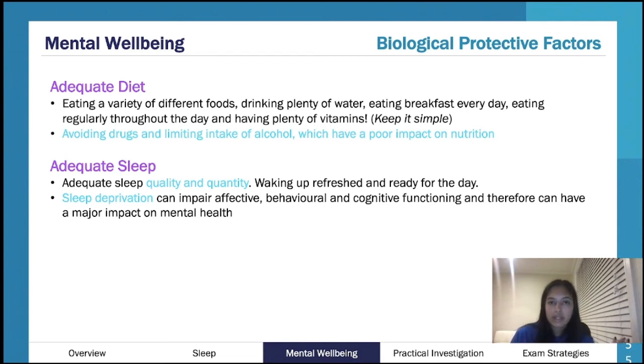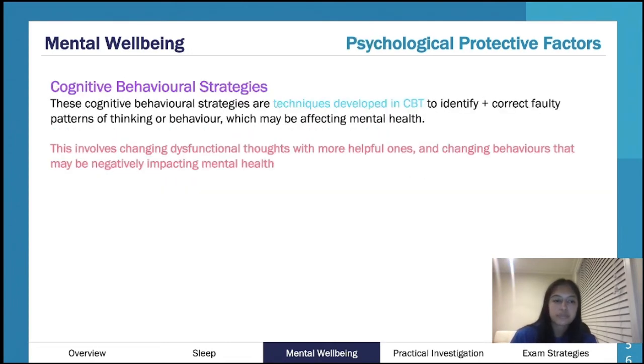And then adequate sleep. So we've had this whole area of study on sleep. You'll be very, very good at this point. So just talking about sleep quality and quantity, talking about limiting reasons for sleep deprivation, that sort of stuff.